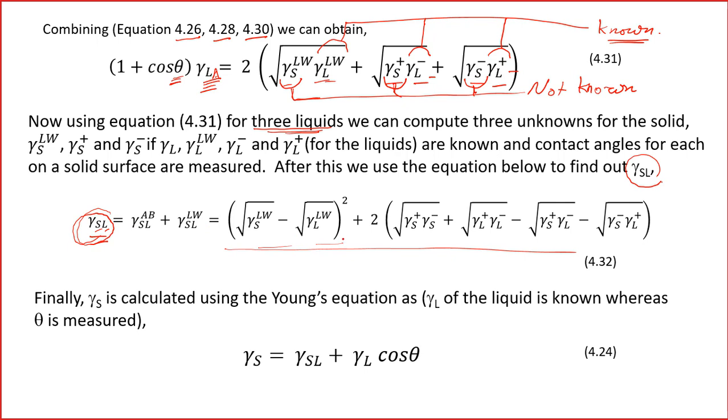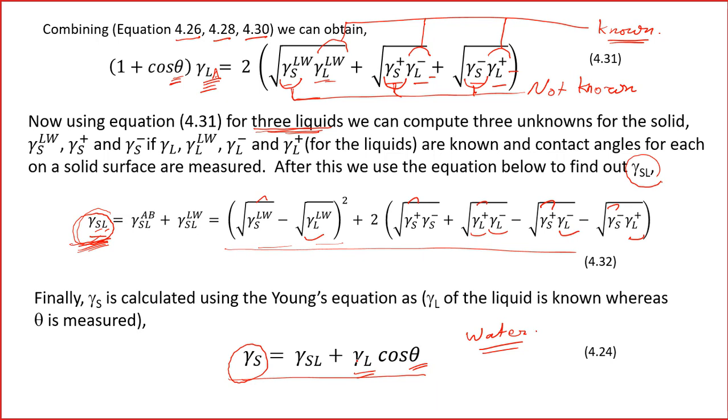And here we already know that the parameters related to the liquids are known, and the parameters related to the solid we have already calculated using the three liquid method. So these are also known. So all the parameters are known here by using the three liquid method. That means we can calculate gamma SL. And once we get gamma SL, we already have gamma L, and we measure theta, and we can find gamma S. So for any liquid like water or hexadecane, we can use this equation.